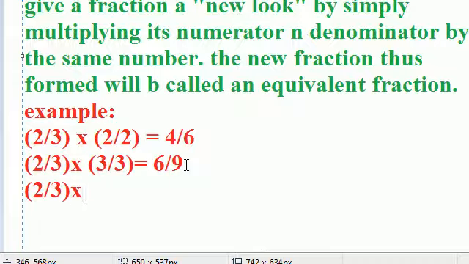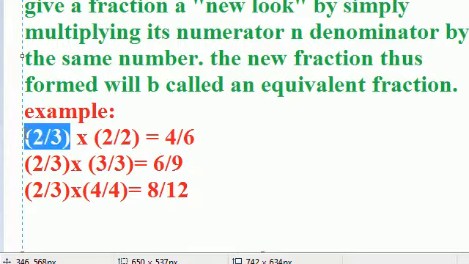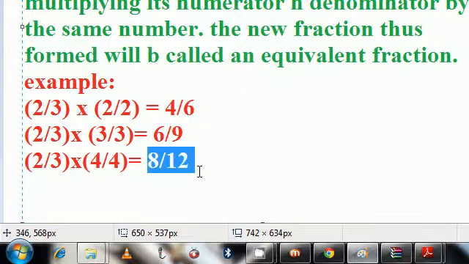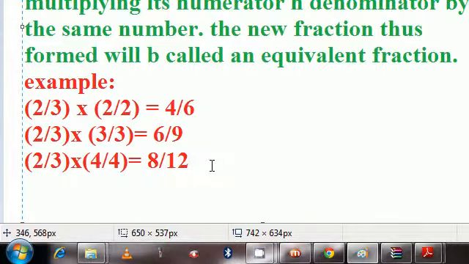We can multiply 2 by 3 with 4 by 4 and we can form an equivalent fraction: numerator times numerator is 8 and denominator times denominator is 12. So for any fraction we can form any number of equivalent fractions depending on our requirement. Like in our problems of addition and subtraction, we had to find the LCM, so we chose our multiplying factor in such a way that our denominator was the LCM.